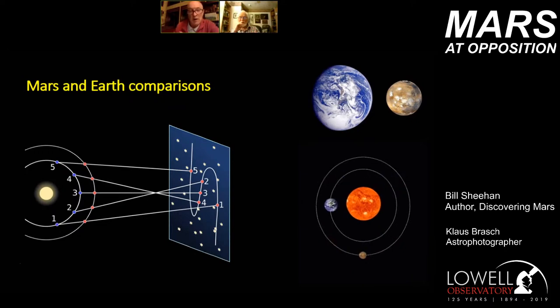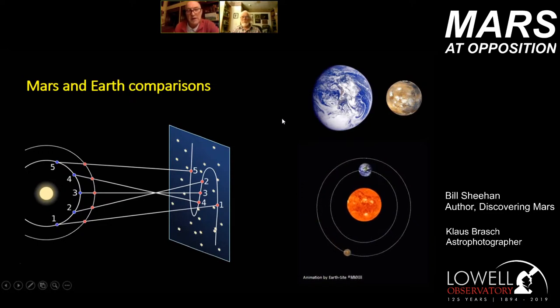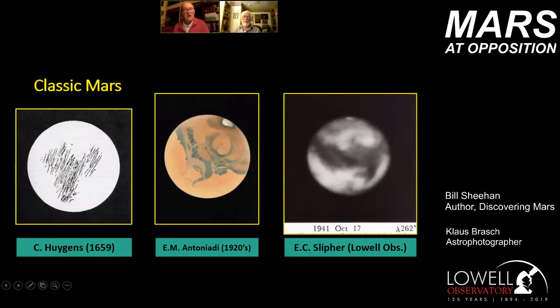Some of you may know the name from Schiaparelli, who was a famous fashion designer and who actually was his niece. But he looked at Mars through a telescope in Milan, and he introduced a new fashion for observing and drawing the planet. Klaus, can we move to that one that shows some of the drawings? So Mars has had many different visages over the years. It's showed many faces.